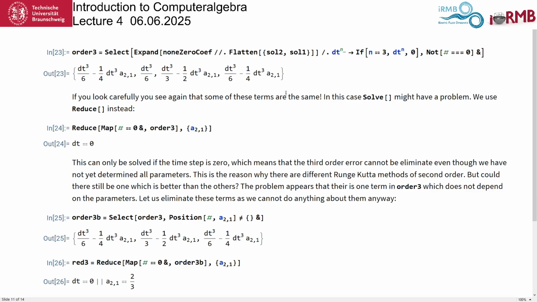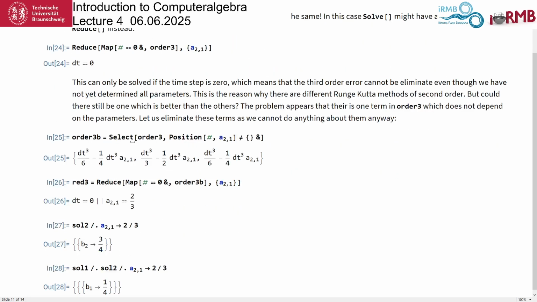What we can try to do is use the reduce function in order to reduce this system. We cannot solve this. That will only show us that we get rid of this stuff only if dt is 0. That's the only way we can reduce this to 0. Otherwise we always have this.